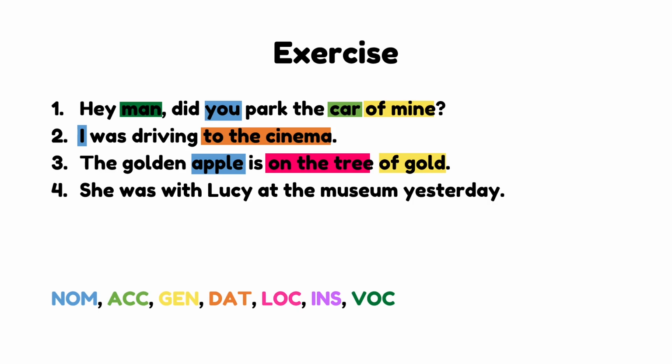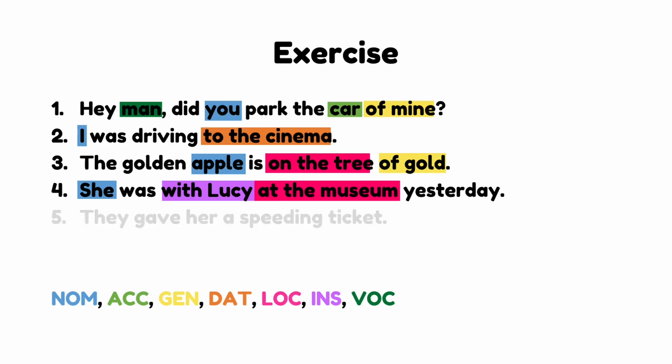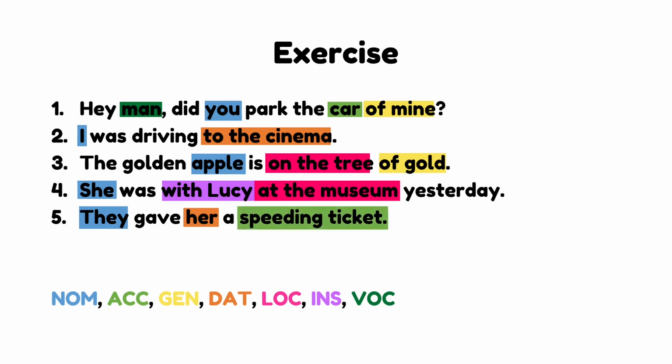She was with Lucy at the museum yesterday. She is in the nominative case. With Lucy is an instrumental. At the museum is locative. And that's it. Yesterday is nothing. And they gave her a speeding ticket. They are in the nominative case. Her is the dative case because it's the indirect object. And a speeding ticket is in the accusative case.